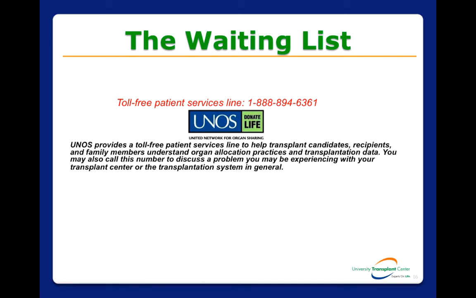UNOS provides a toll-free patient services line to help transplant candidates, recipients, and family members understand organ allocation practices and transplantation data. You may also call this number to discuss a problem that you may be experiencing with your transplant center or the transplantation system in general. Toll-free patient services line is 1-888-894-6361.